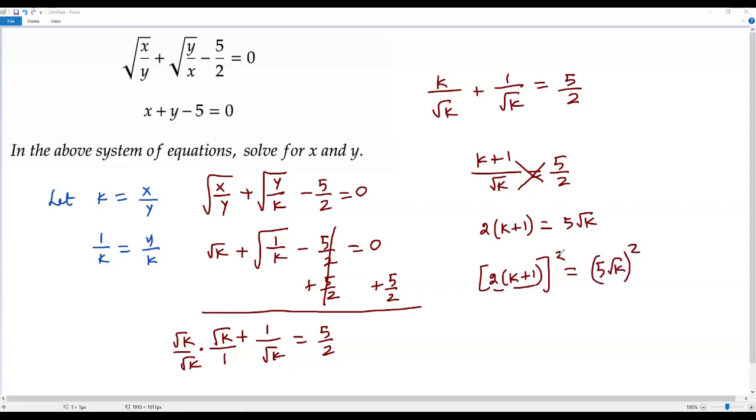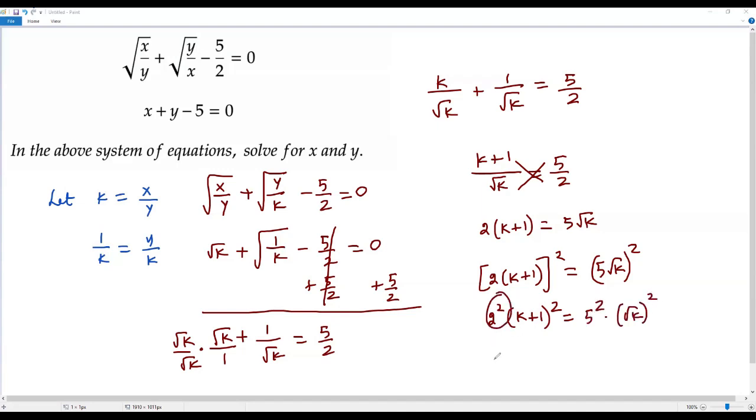Here two terms are multiplied and we have the exponent in common. Whenever two terms are multiplied or divided and we have the exponent in common, we can take the exponent for each term and multiply the results. Since the two terms are multiplied here, I'm getting 2 squared times k plus 1 the whole square. And the right side is also the same thing. Two terms are multiplied, so we can take this exponent separately for each term. Then I'm getting 5 squared times square root of k the whole square.